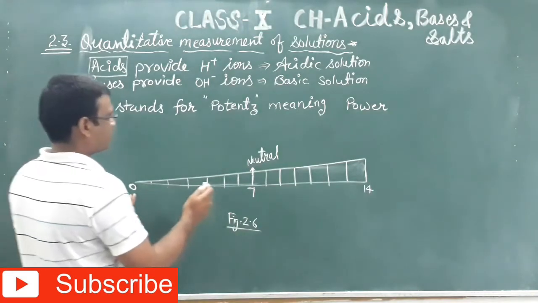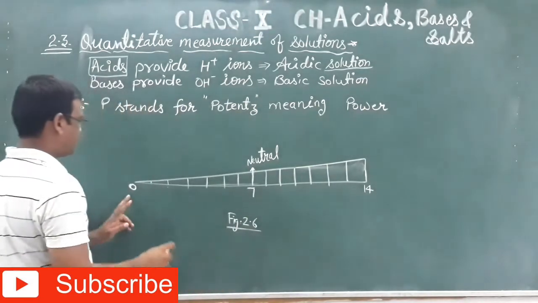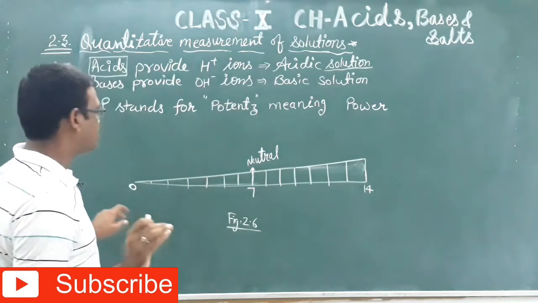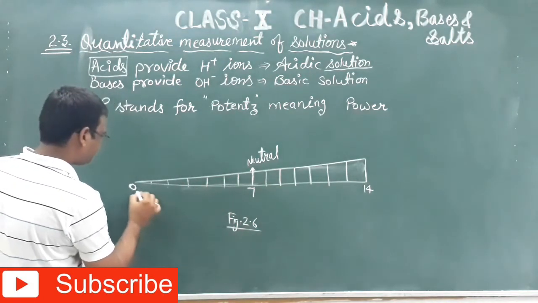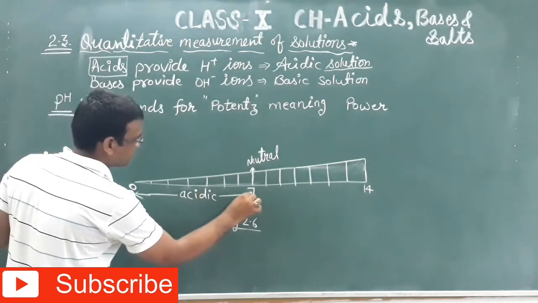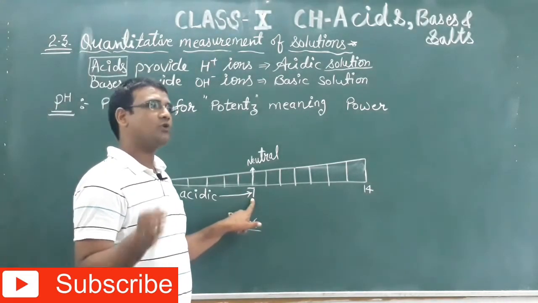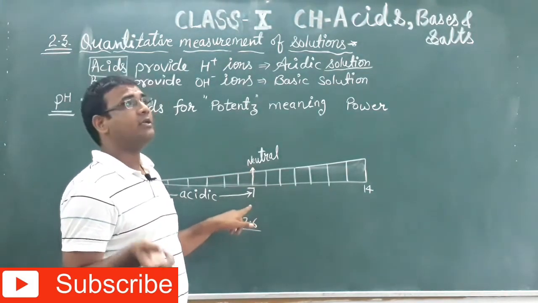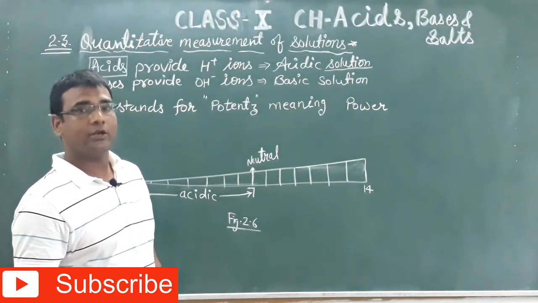Now if the pH of any solution is between 0 to 7, then we say that solution is acidic. If the pH of that solution is exactly 7, then that is called neutral. Neutral means neither acidic nor basic.